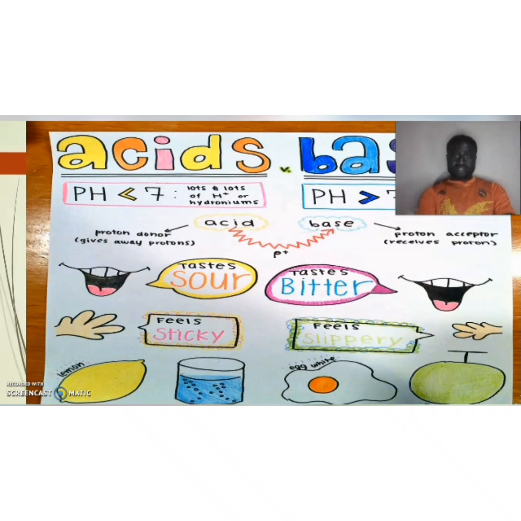Okay, so this further gives us what we call the characteristics of acids. Acids taste sour, they feel sticky, and they contain citric acid like soda. Then for bases, they taste bitter, and they feel slippery to the touch. And you know, when you check the egg white material, it feels slippery when you touch it.